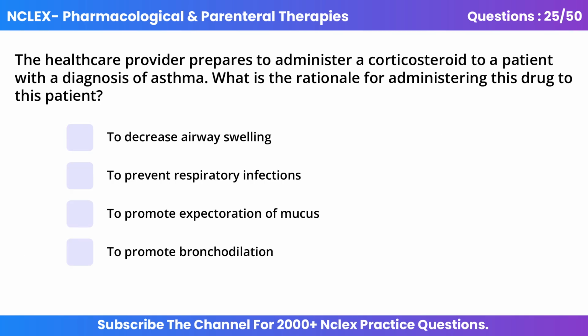Question 25. The healthcare provider prepares to administer a corticosteroid to a patient with a diagnosis of asthma. What is the rationale for administering this drug to this patient? A. To decrease airway swelling.